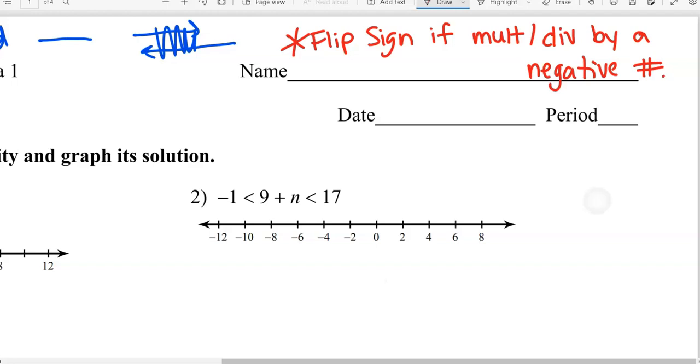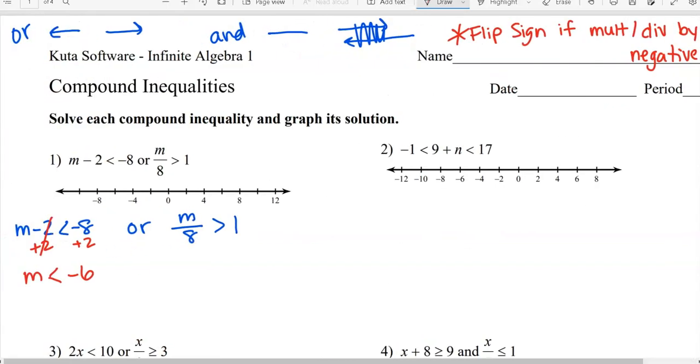All right, so for the case of number one, so far flipping is not a thing, but I have one piece. I have m is less than negative 6. That's going to be an open circle, and my arrow is pointing to the left. So I can find negative 6, which is about right here, and it's going to go down.